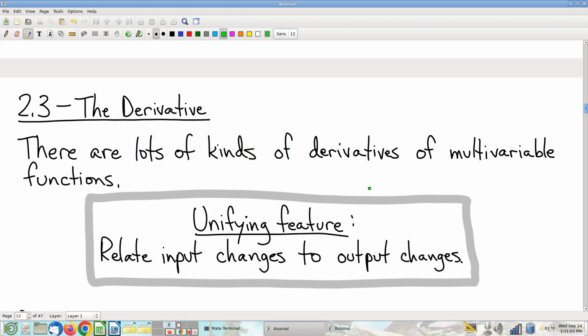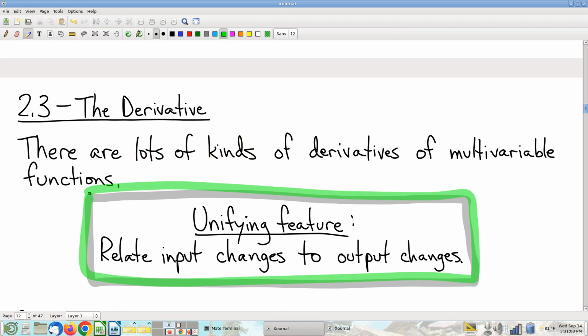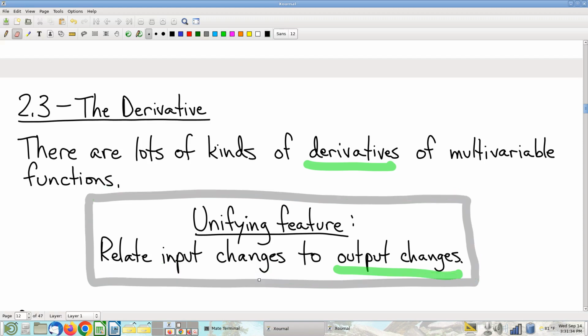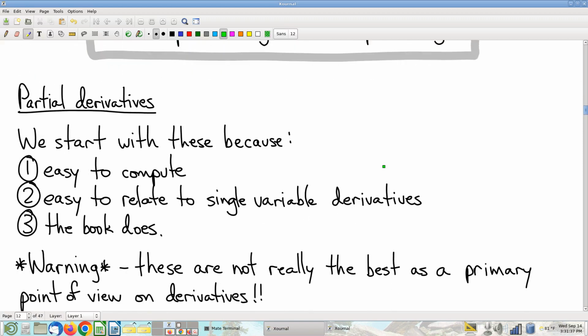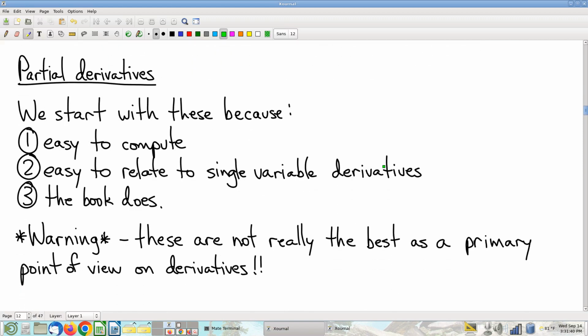to each other. So all these different kinds of derivatives, what they have in common, the reason we can use the same word to describe all these different things, is that they have this common feature. They all relate input changes to output changes. And if you think through the single variable derivative, you probably persuade yourself pretty quickly that every point of view you have on single variable derivatives, in some sense, is a relationship between input changes and output changes. Okay. All right. So here's the first one we're going to talk about. It's called a partial derivative.